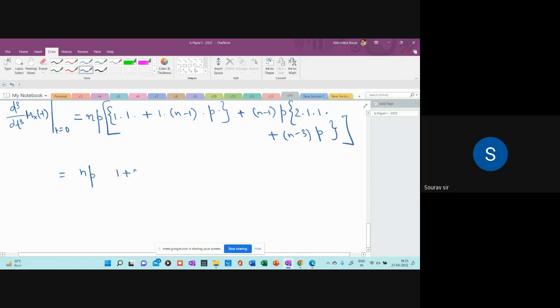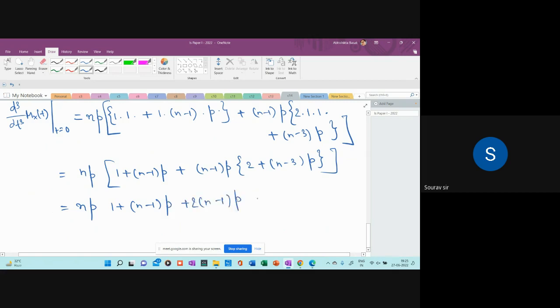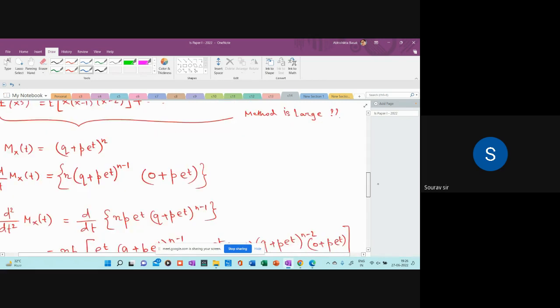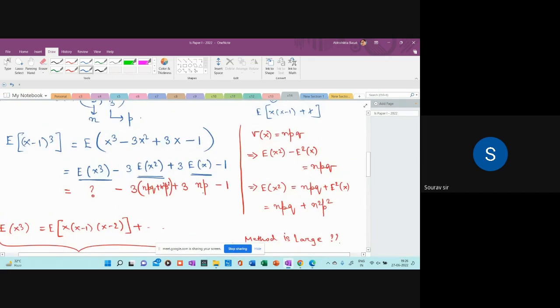It needs 1 plus n minus 1 into p, plus n minus 1 into p into 2, plus n minus 3 into p. Further simplification is needed. That is np into 1 plus n minus 1 into p, plus n minus 1 into p into 2, plus n minus 1 into n minus 3 into p square. That is the value of basically my expectation of x cube. So we are going to put this value over here and find out my value.